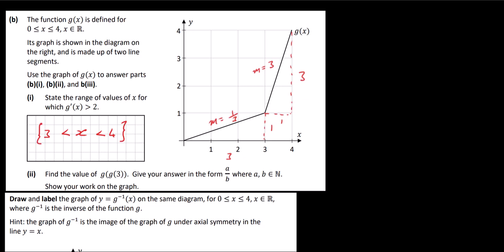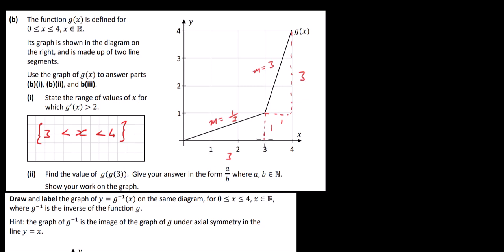Okay, so find the value of g of 3. Give your answer in the form a over b, where a and b are natural numbers. Show your work on the graph. Okay, so we want to look at g of 3 first. So in other words, we got to put in 3 into our function.